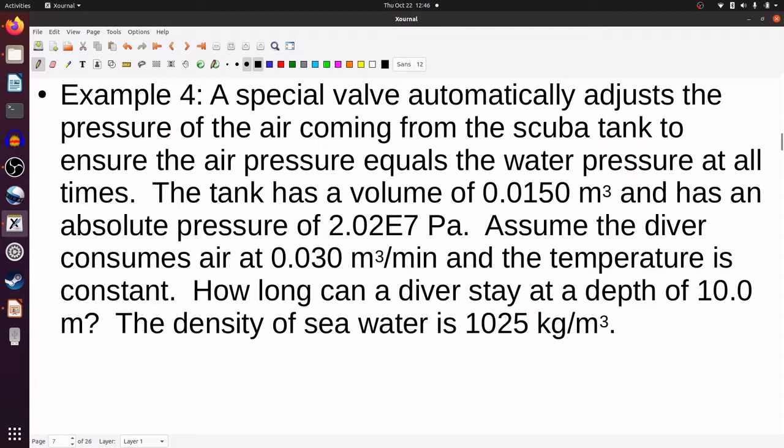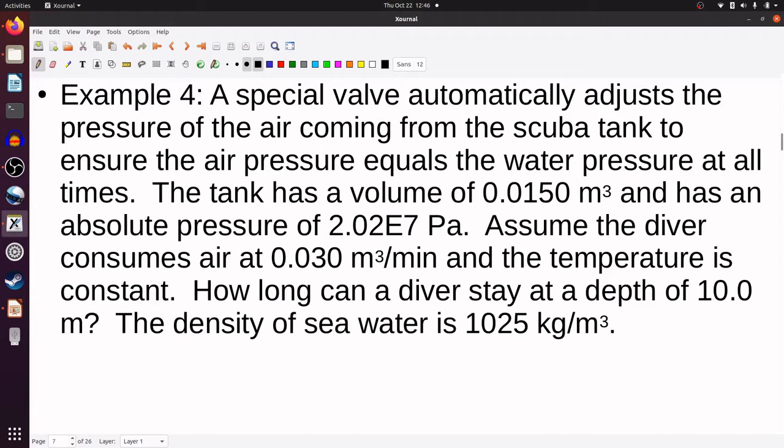The tank has a volume of 0.0150 cubic meters in this example, and has an absolute pressure of 2.02 E 7 pascals. We assume the diver is going to consume air at 0.03 cubic meters per minute, and the temperature is constant. That's key there, so we don't have to worry about the temperature. That way we can use Boyle's Law.